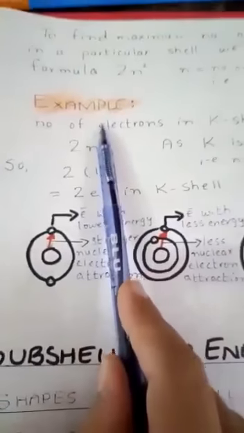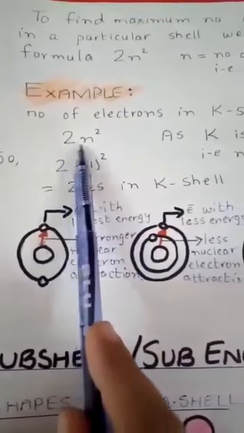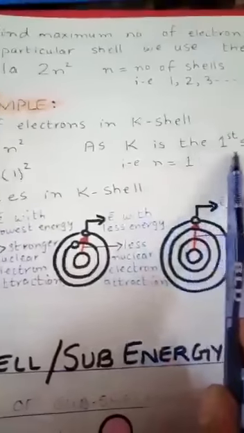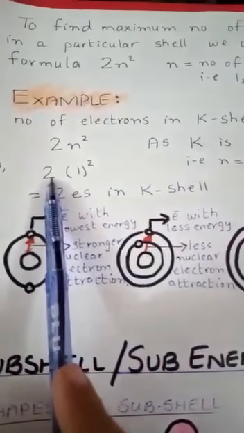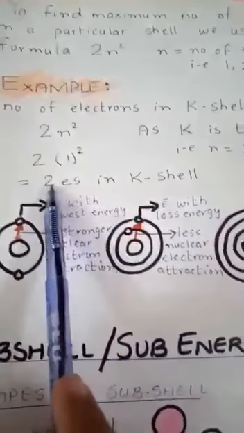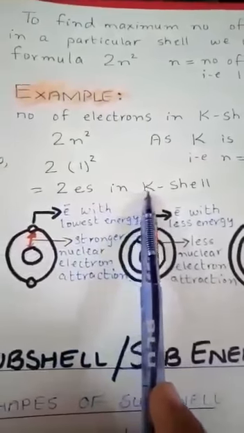Now let's take an example. Number of electrons in K shell. By using the formula 2n square, as we know that K is the first shell, n will be equal to 1. So substituting the value, instead of n we write 1 over here. After this we will get 2 electrons. So 2 electrons are present in K shell.